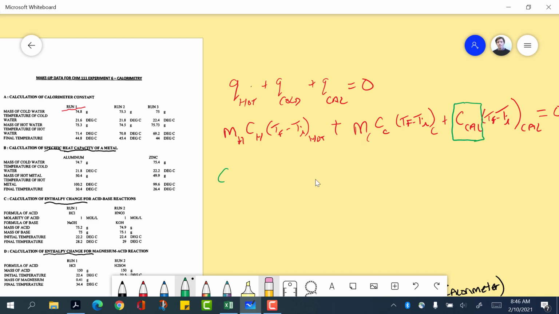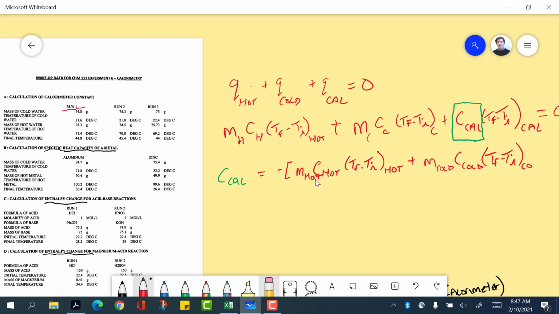And if we did that, the calorimeter constant is going to be the mass of the hot times the specific heat of the hot, times the change in temperature of the hot, plus the mass of the cold, times the specific heat of the cold water, times the change in temperature of the cold water.